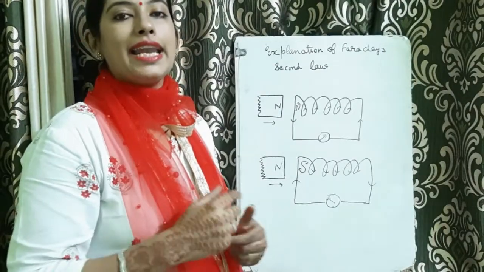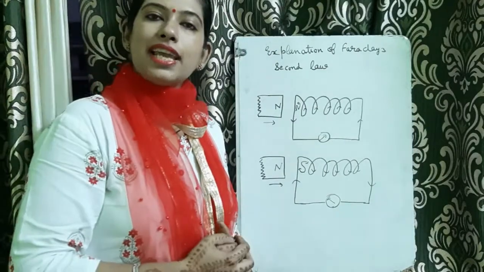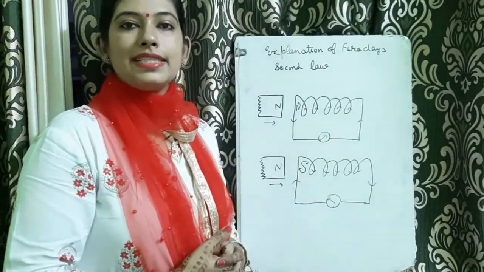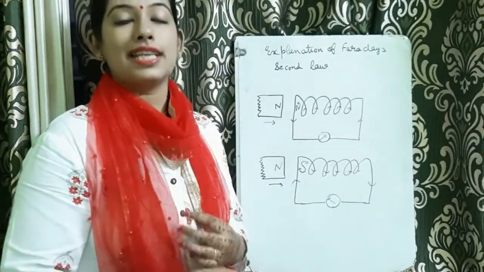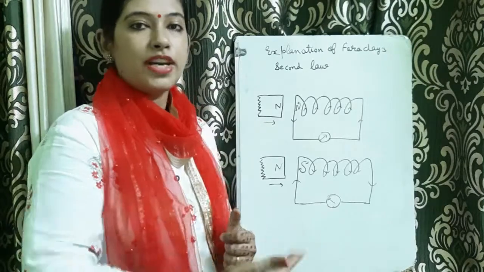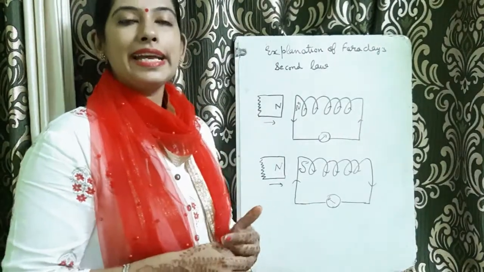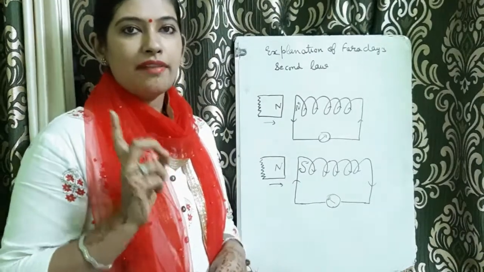Now we will do the analysis of Faraday's second law. What was Faraday's second law? According to Faraday's second law, the direction of the induced current is such that it opposes the cause which produced it. Now, to explain this we will consider experiment 1 which we have done.